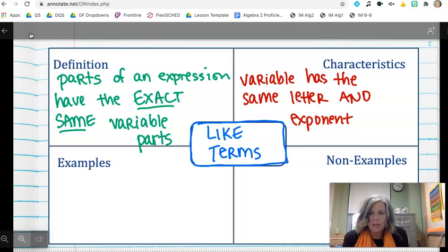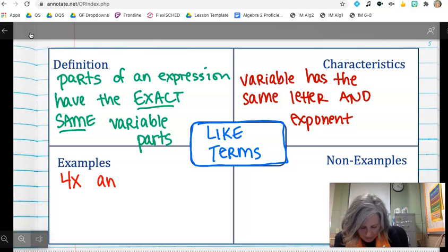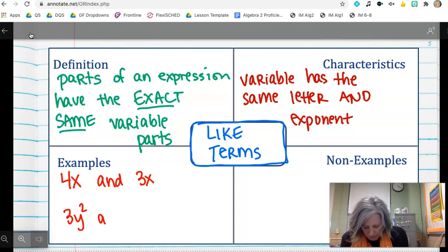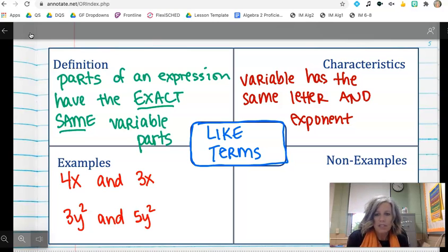All right, let's move on to some examples. Some examples are going to include 4x and 3x. Okay, those are parts, those are terms, and they both have an x in them. It doesn't matter what their number is, but they both have an x in them. Another example, 3y squared and 5y squared. So notice these two are like terms because they both have a y, and not only do they both have a y, but they're both y squared.